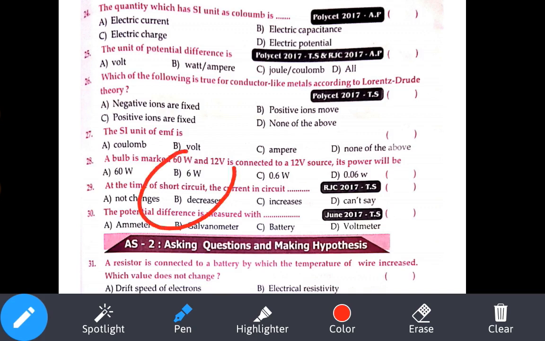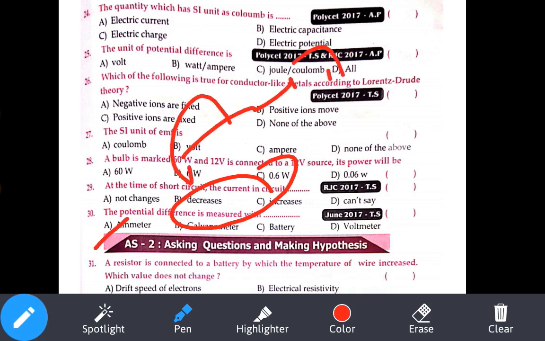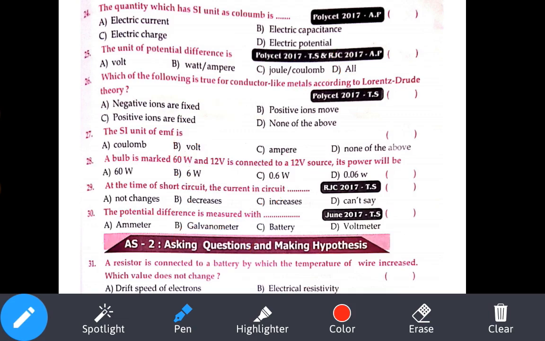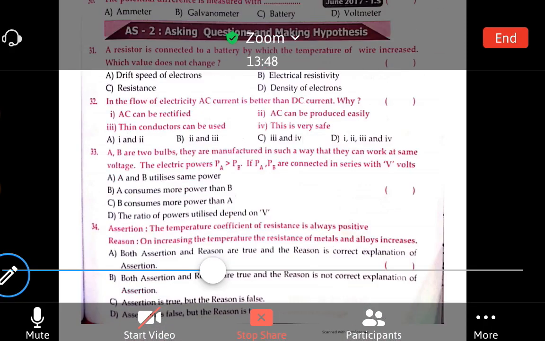At the time of short circuit, what will happen? At the time of short circuit, current will be increased. Option C. Potential difference is measured by. So ammeter is for current, galvanometer is used to find the presence of current in the conductor. Battery is wrong, voltmeter is the right answer. Option number D. Let's see the next question.